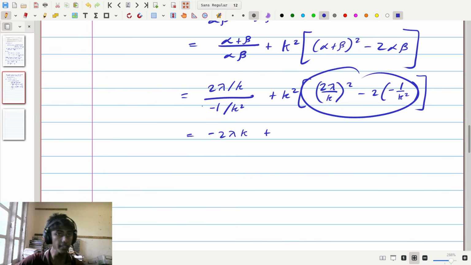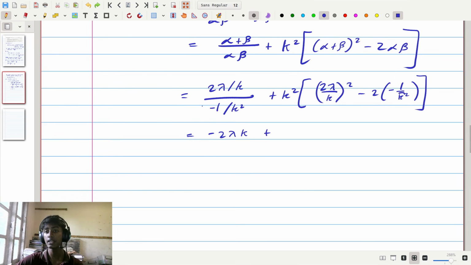So we have minus 2 lambda k plus, and then we have k squared times this whole thing, and we can see in both of the denominators here we have k squared. Here we have k squared, and when we square this on the denominator we will have k squared. So, since k is not equal to 0, we can cancel this k squared with this k squared and this k squared, and that will leave us with only (2 lambda) whole thing squared, which is 4 lambda squared, and a minus 2 times minus 1, which is plus 2.